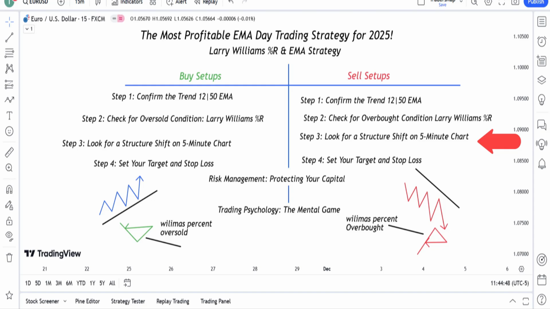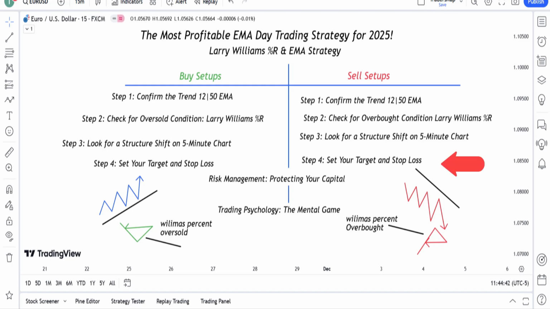Here, you're waiting for a structure shift. This means lower highs forming and the market showing signs of weakness. The ideal entry comes when you see a breakdown below recent support levels. This breakdown confirms that sellers have taken control and the momentum is on your side. As always, be patient and let the chart tell you when it's time to act. Rushing leads to mistakes, and mistakes cost money.